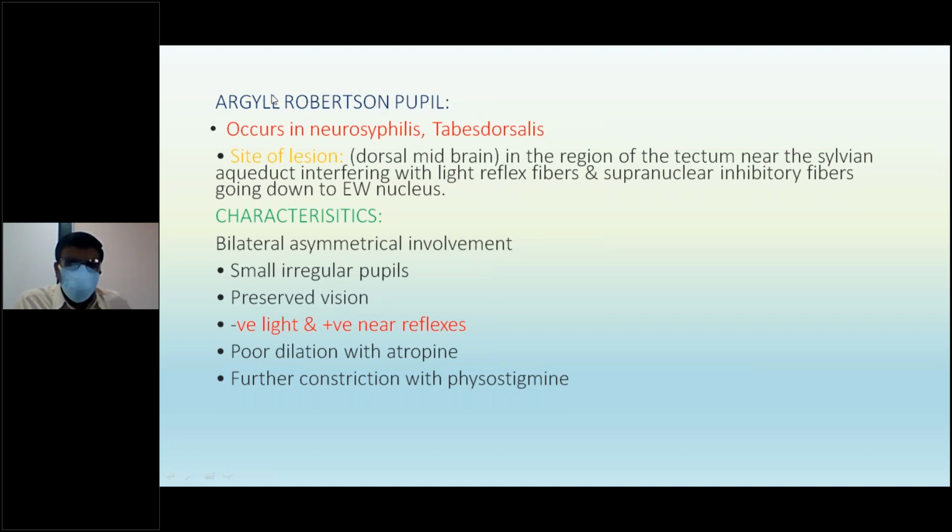Light reflex is lost, accommodation reflex is present. That is a characteristic feature of Argyll-Robertson pupil. It usually occurs in neurosyphilis and tabes dorsalis. The site of the lesion is dorsal midbrain, small irregular pupils with normal vision, absent light reflex, and presence of accommodation reflex. There is poor dilatation with atropine. These are all the features of Argyll-Robertson pupil.